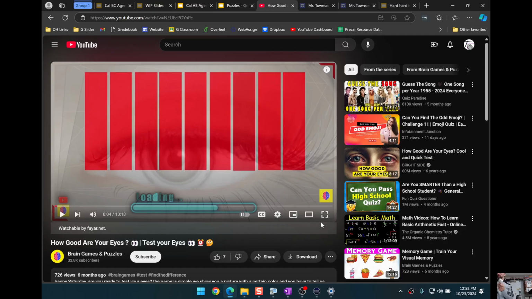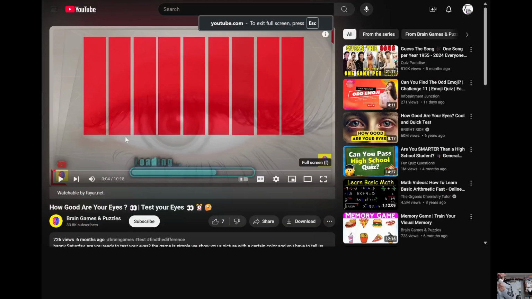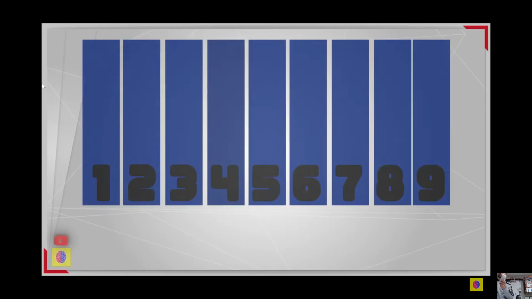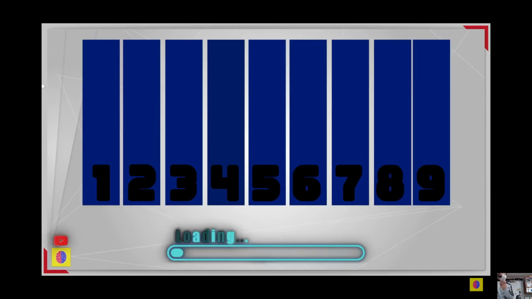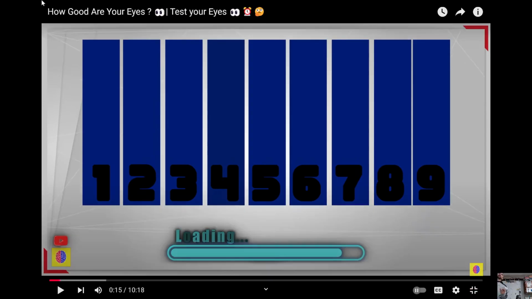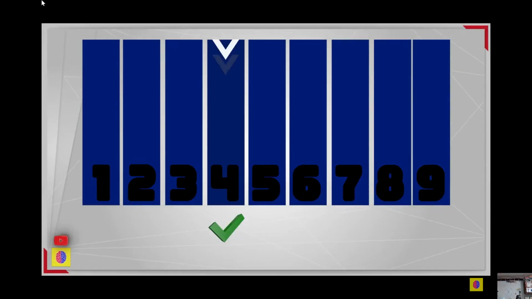Let me try again. New game? This game is simple. They all look the same. One is different. Can you test your eyes? Okay, so you try to figure out which one's a different color. Which color blue is different? Oh, I'm sorry. Did you have the first question right? Let's turn to yellow. Wow, this one is actually difficult.